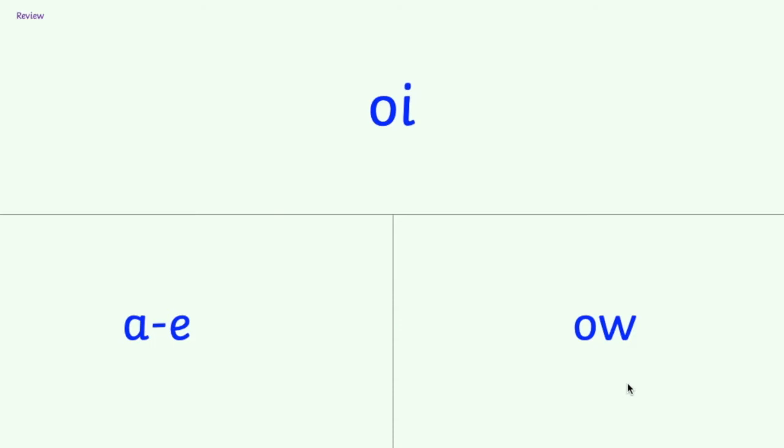Give yourself 2 or 3 minutes, maximum of 5, to think of some words that could go in each of these boxes. Okay, click pause, off you go, and then click play when you want to talk about some words.